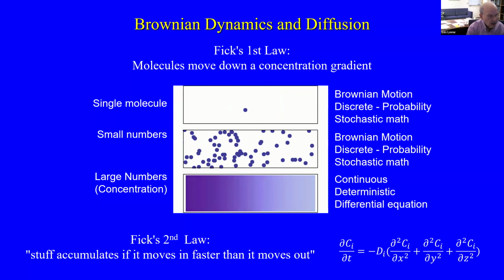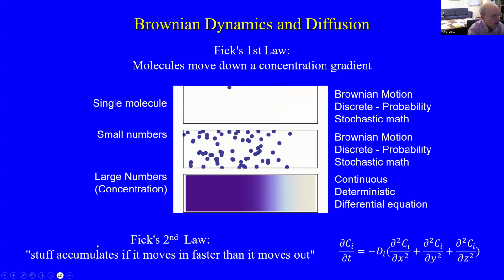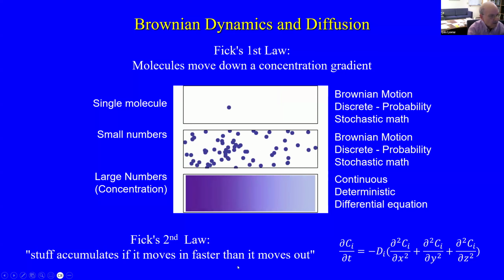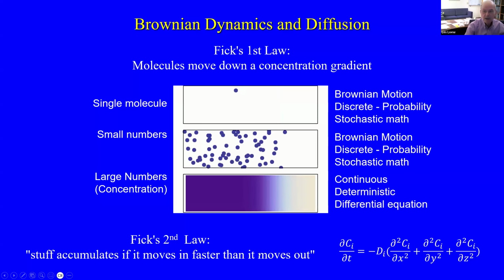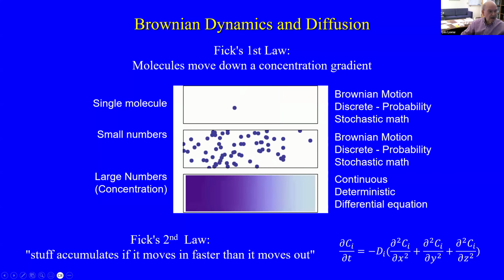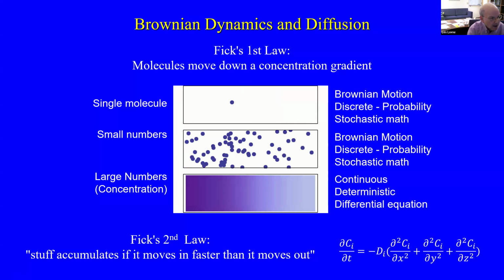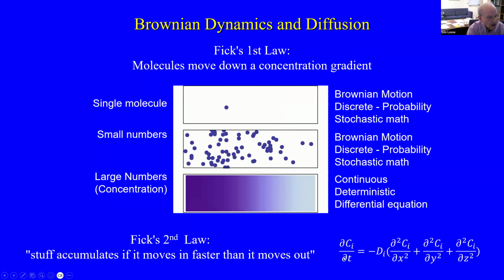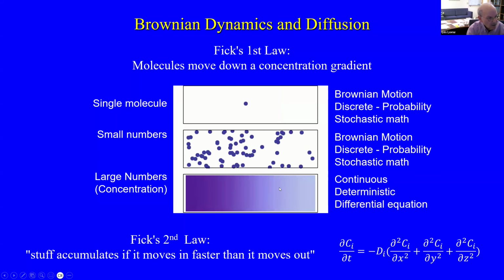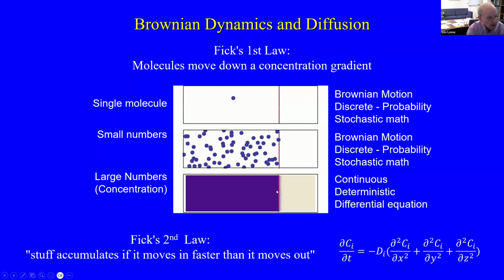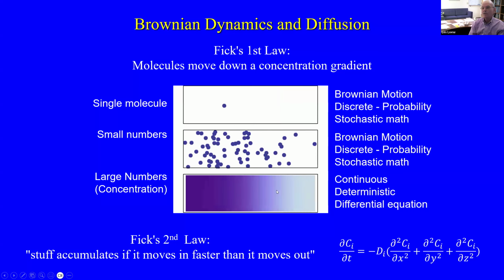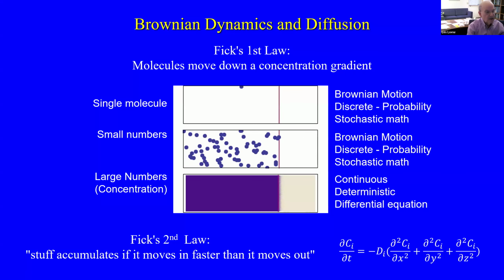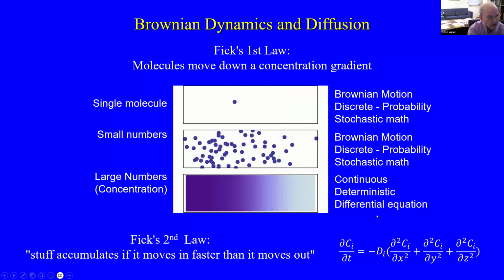Okay? So that's all that this is saying, and it's saying that stuff accumulates if it moves in faster than it moves out. So it's moving into this area where the barrier used to be, and so the concentration increases. But if you're at the left side of the barrier, then of course the concentration would decrease. And this equation describes that.